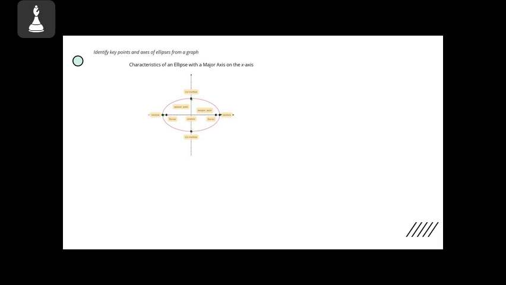That means the vertex is called our major axis. That's our larger version, where it's stretched. And then the minor axis is our co-vertices. The center is going to be in the exact middle. And then we're also going to have focus. And since there are 2 of them, they are called foci.